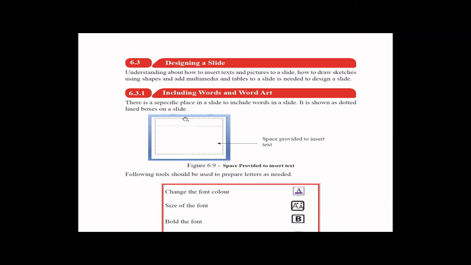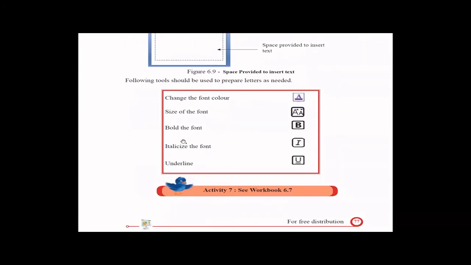Usually in these dotted lines you can insert your text, right? When it comes to text, I hope you remember these things. We have discussed similar things earlier also. You can change your font color, you can change the size of the font, you can make the font bold, italic, or you can underline your font. These are basic things you can do for your font.